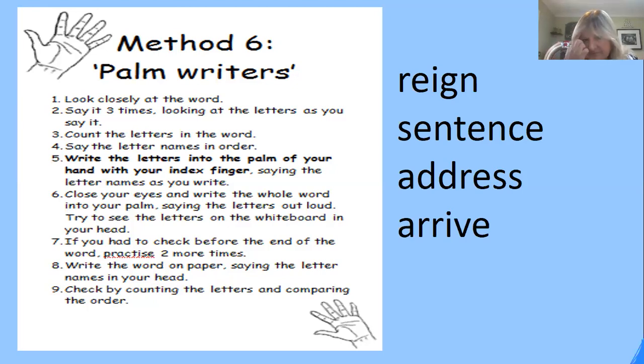When I did that, I've got an imaginary whiteboard up here, okay? You can't see it because it's imaginary, but it's in here. And when I actually imagine writing those words and saying those letters out loud, I'm seeing them in my head on my whiteboard, okay? Now, if you had to check before the end of the word, because you might have to, reign's only 5 letters, it's fairly easy to remember. But when you've got a longer word like sentence or address, it might mean that you have to have a little sneaky peek or do it a few more times.